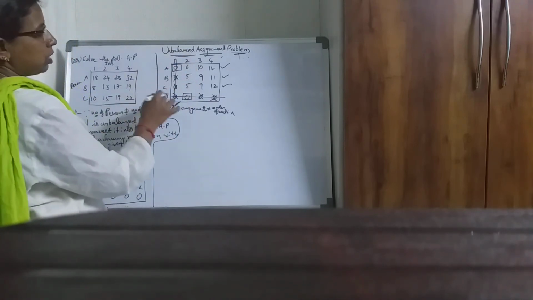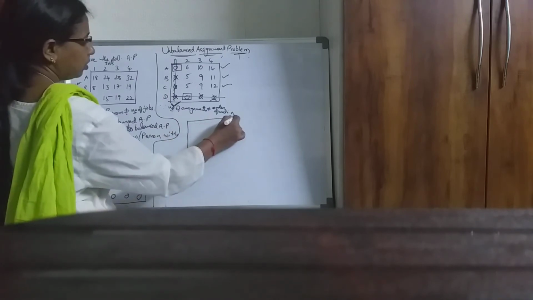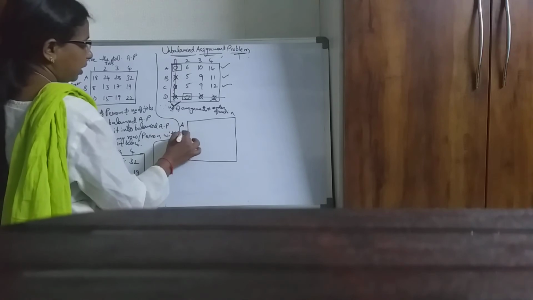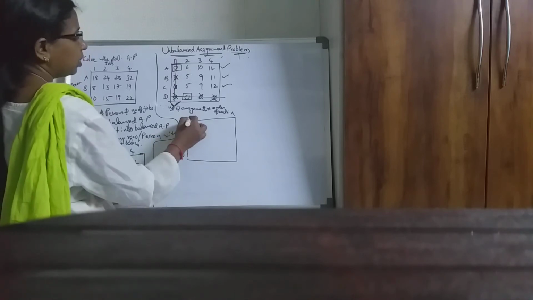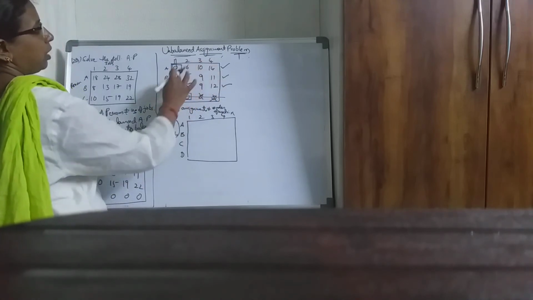Okay, so all zeros are covered. Now take the minimum of the cost which doesn't have any line passing through them. So here these numbers don't have any line passing through them.